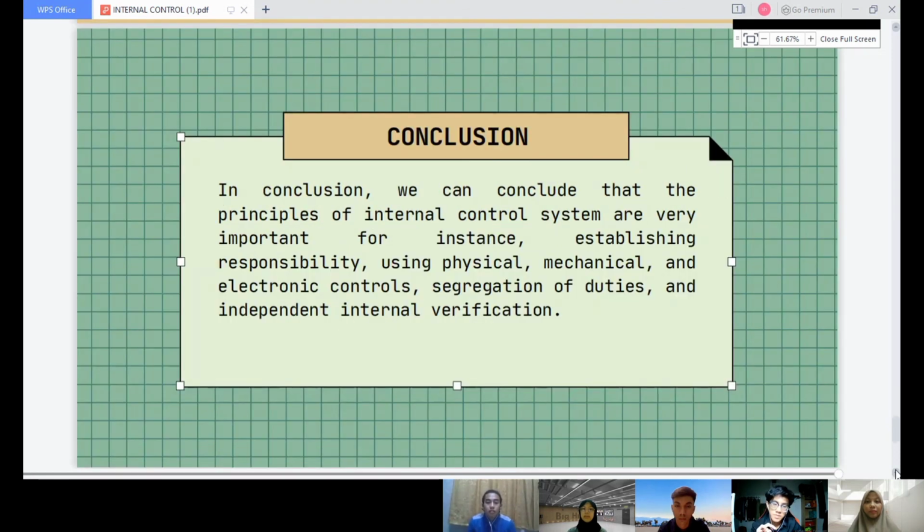In conclusion, we can conclude that the principles of the internal control system are very important. For instance, establishing responsibility using physical, mechanical, and electronic control, segregation of duties, and independent internal verification. There are also several weaknesses and implications of the internal control, but recommendations have been suggested to solve the problems. That's all for us.